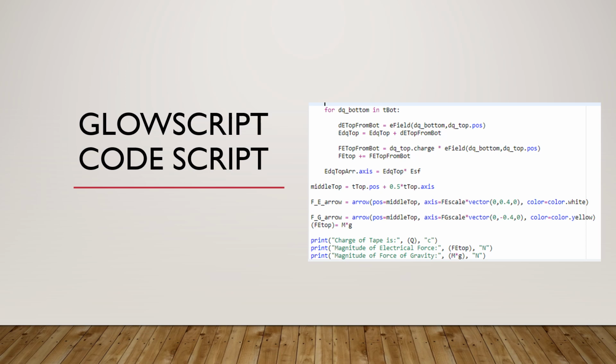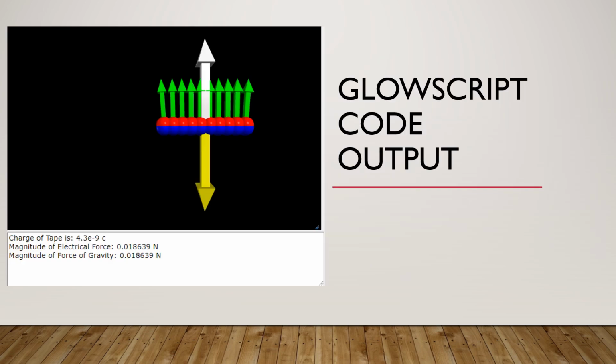And then we're just going to draw arrows to represent the force from each of those locations, and you can see that in the output on the next slide. But with all that, we already knew the charge of the tape, and we're able to model what's going on with the electrical force canceling out the force of gravity. We can see that here. All those green arrows come together to cancel out, or essentially the white arrow upward is going to be the composition of all those green arrows, and the arrow downward is going to be the force of gravity.